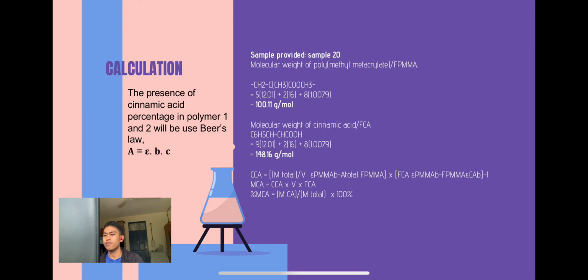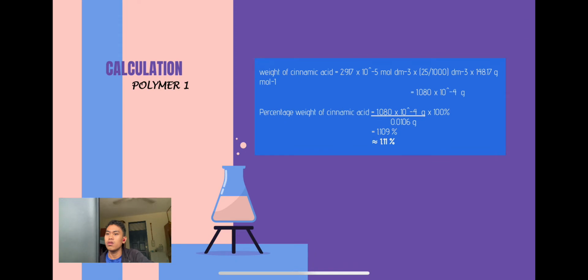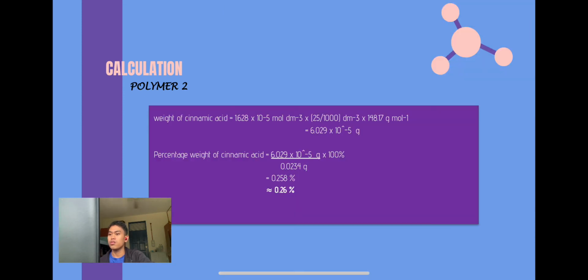and we are going to derive this into the formula itself. For polymer 1, we got 1.11% of cinnamic acid, and for polymer 2, after doing the same equation, we got 0.26%. Okay, so I think there is a difference between these two, and we are going to take a look at why in the discussion session.